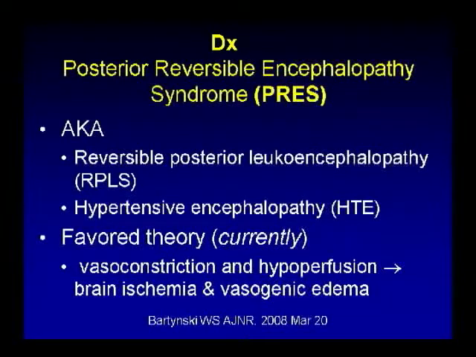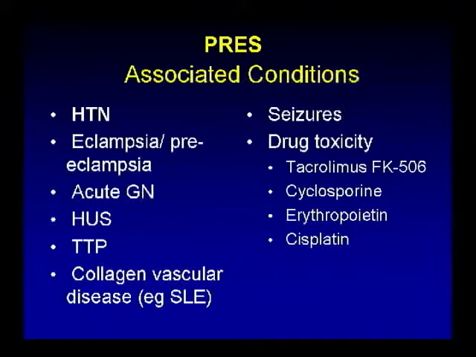But the theory is vasoconstriction, and patients are actually hypoperfused, although not truly ischemic, but they get leakiness and vasogenic edema. But they can go on to areas of ischemia, and that's why we image as well, to look for areas of ischemia. Every time you see an article about this entity, there is a new cause listed, and there are so many associated conditions with PRES that it should be something in your differential all the time.